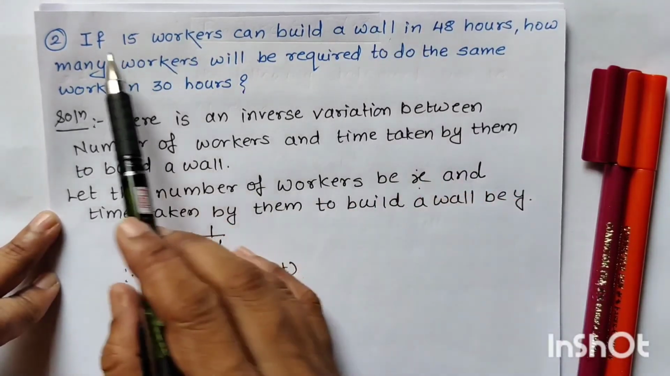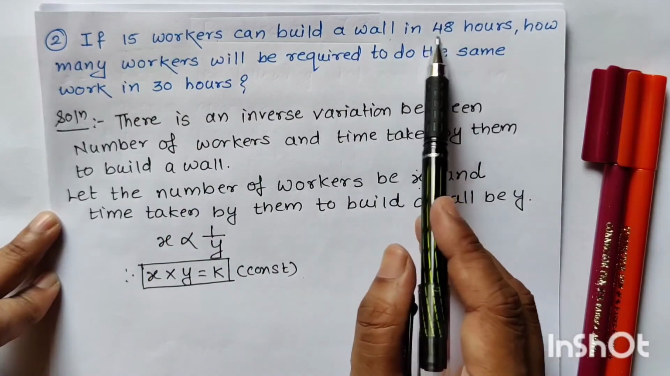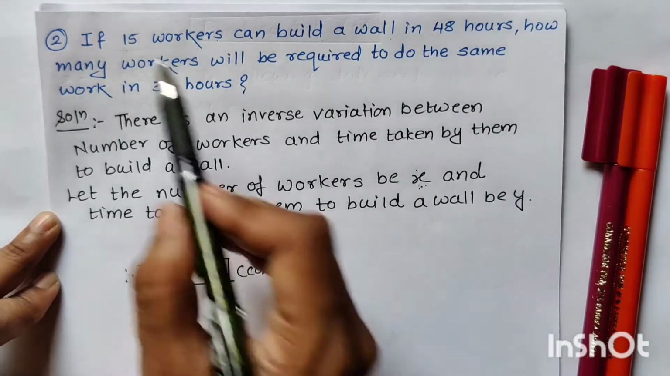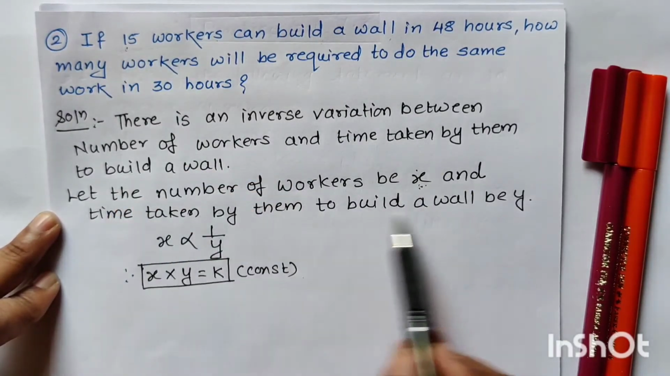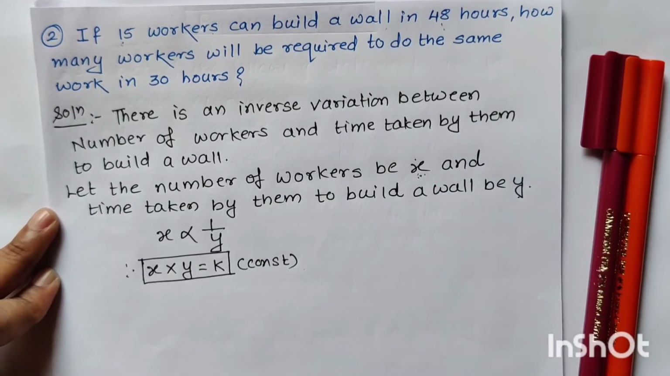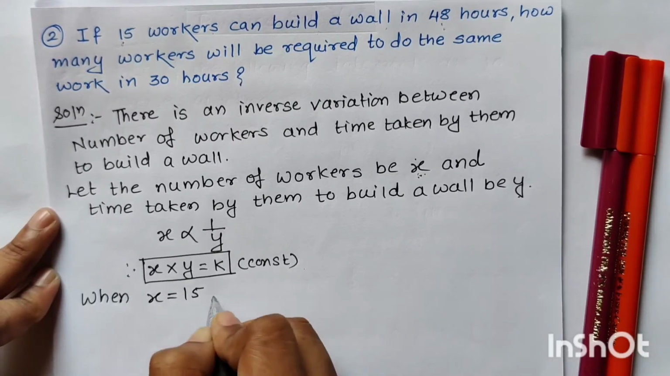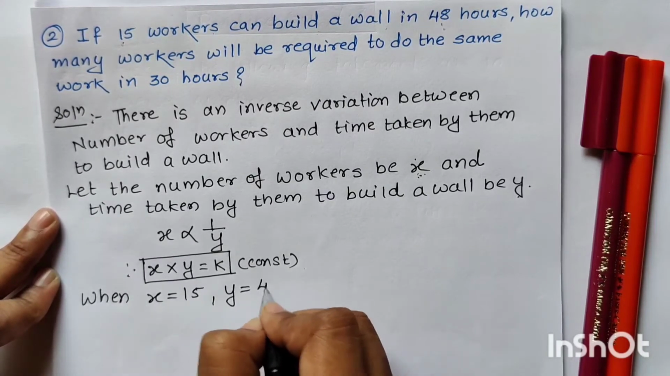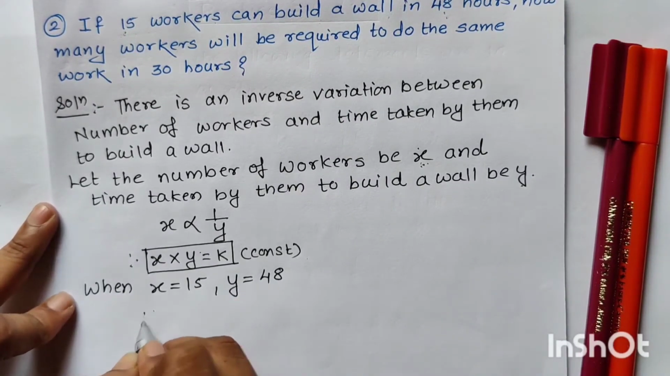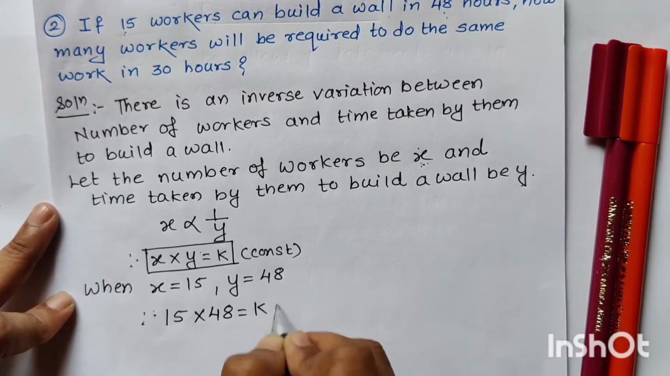See, the number of workers is 15 and the time taken by them to build the wall is 48 hours. So for X, the number of workers, the X value is 15, and the time taken is Y, so the Y value is 48. So we write here: when X is equal to 15, Y is equal to 48. Now put the values in this equation. We will get, therefore, 15 multiplied by 48 is equal to K constant.